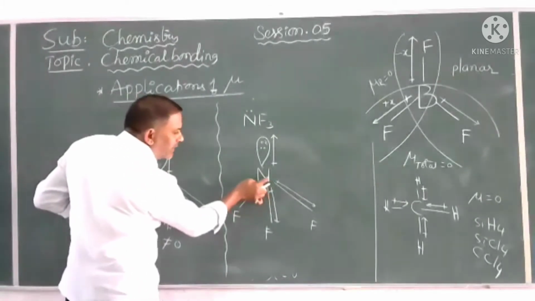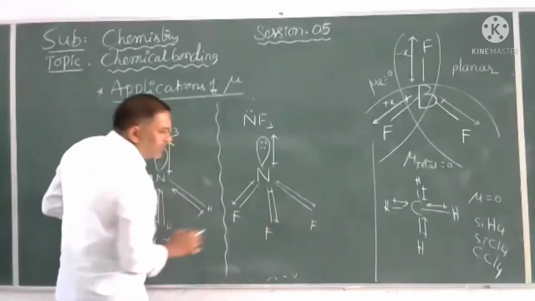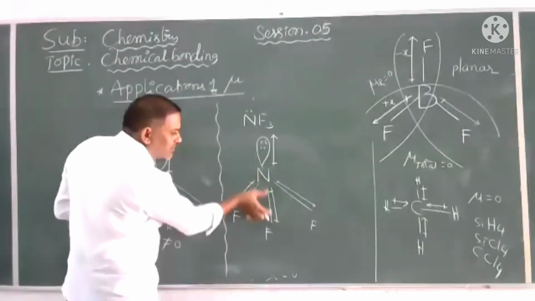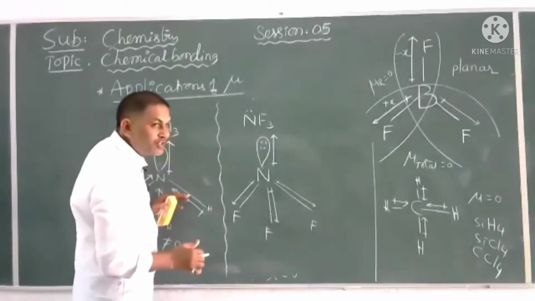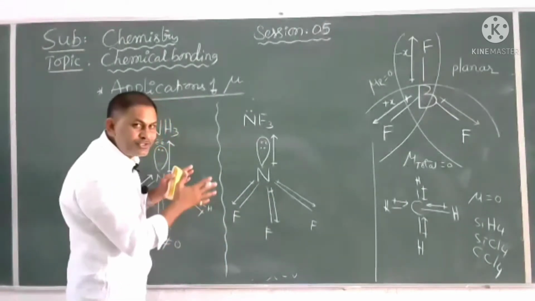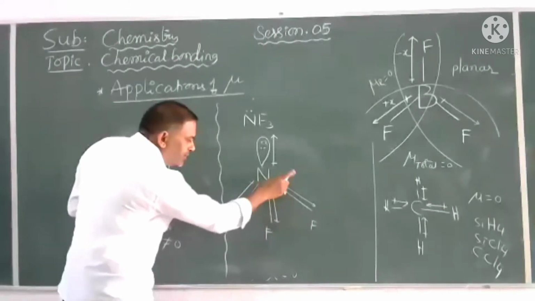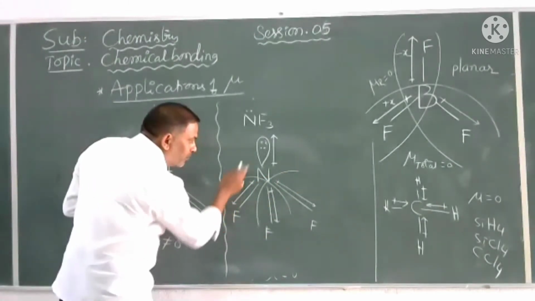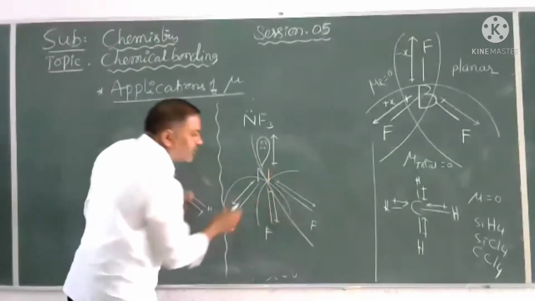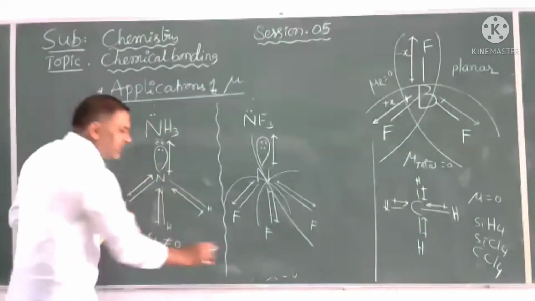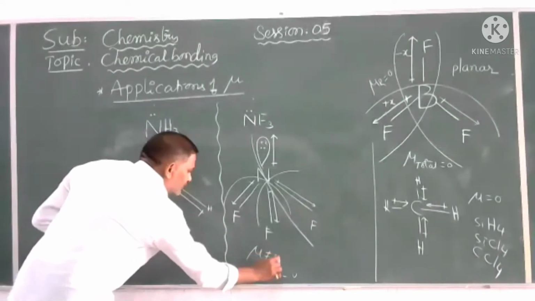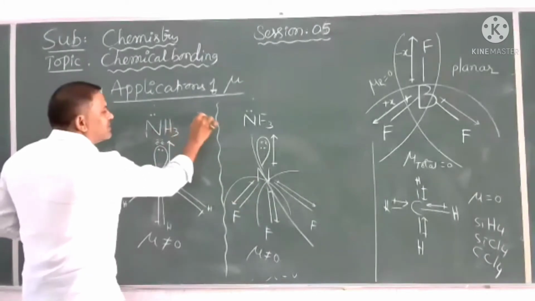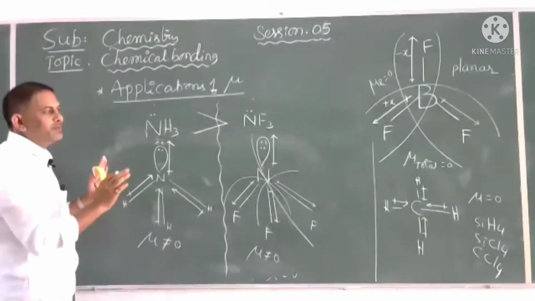But while comparing nitrogen-fluorine and nitrogen-fluorine, the resultant dipole moment is cancelled because both are the same nitrogen-fluorine bonds, but in opposite directions, equal and opposite in direction. That's why between these two the resultant dipole moment is 0. But between these two it is not equal to 0. There is some value, mu is not equal to 0. But comparing these, the dipole moment is less. That's why NH3 has more dipole moment than NF3.